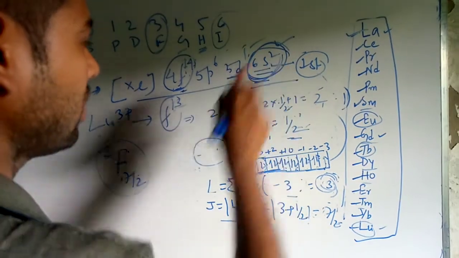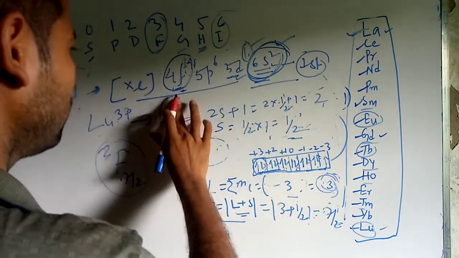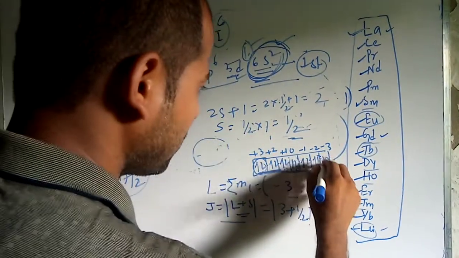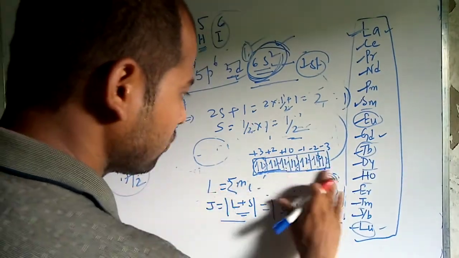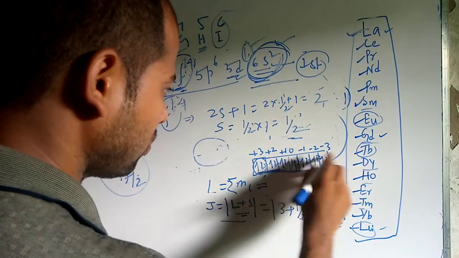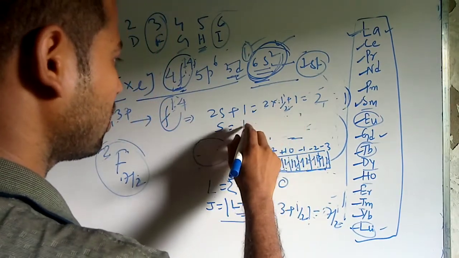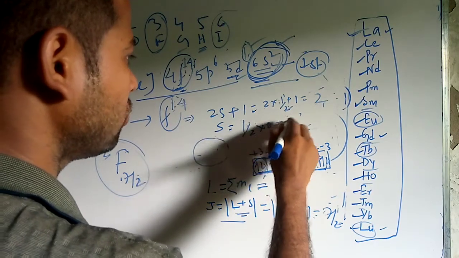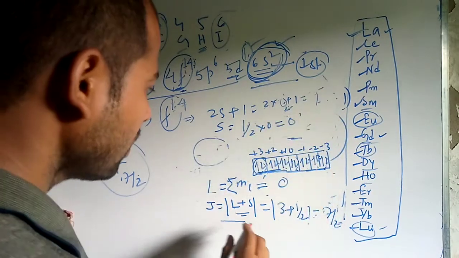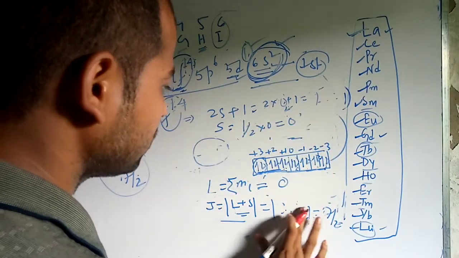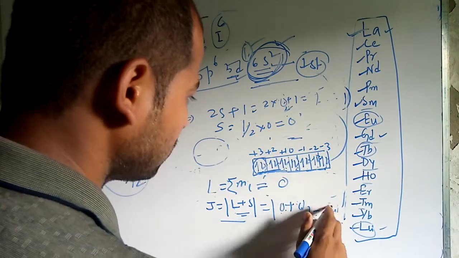The 14 electrons in the f shell are all paired up, so the total L equals the summation of m, which is 0. No unpaired electron is present here, so S is half into 0, which is 0, and 2S plus 1 is 0 plus 1, which is 1. L equal to 0, S equal to 0, and J equal to 0.